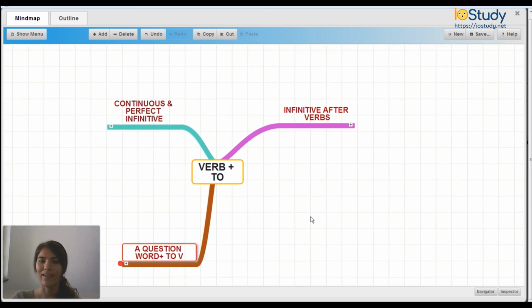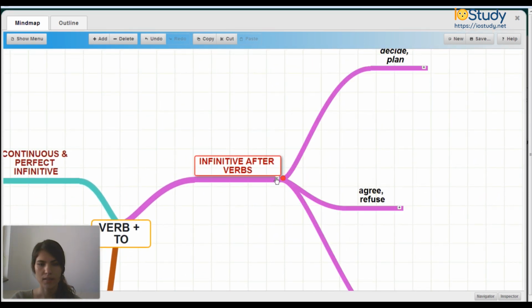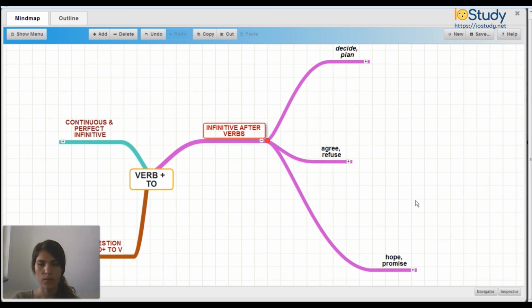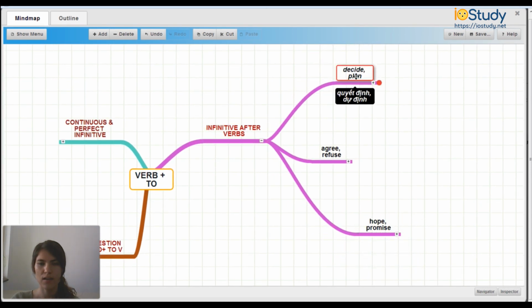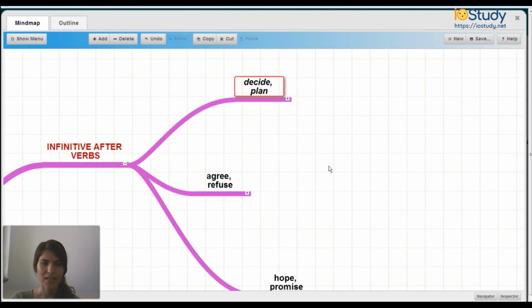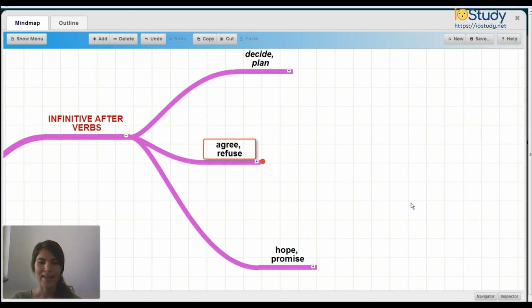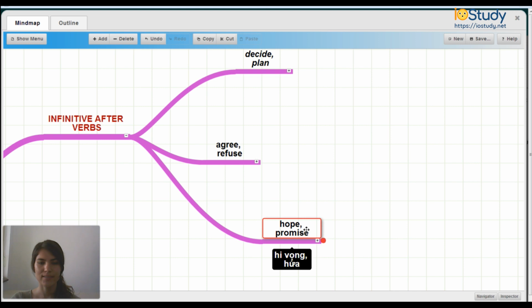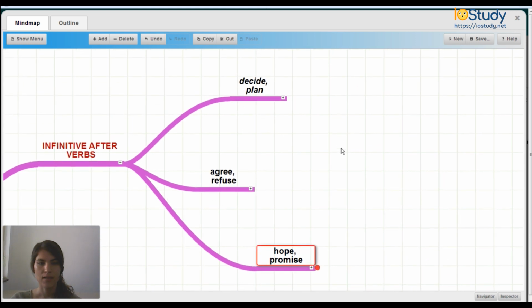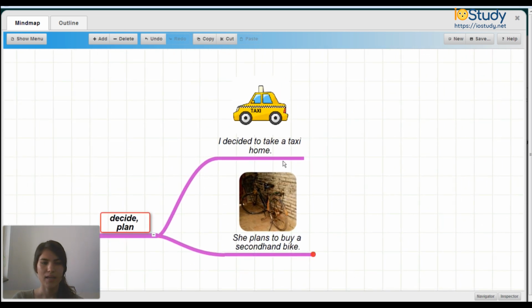So let's start with the infinitive after verbs. So we have three different things we can talk about. Using the infinitive after verbs. Here are the verbs: decide, plan, agree, refuse, and hope, promise. So, decide and plan. Here are some examples.